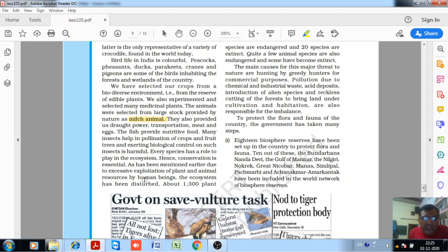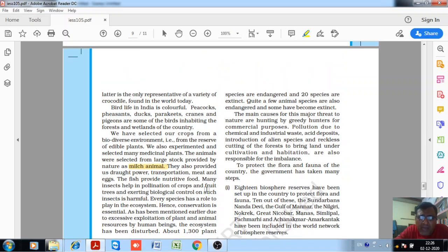So we have to conserve all the species of plants as well as animals, because they are important for the ecosystem, for livelihood of the human beings, no doubt, but for the survival of the ecosystem they are important. They have their different and unique role to play. So about 1300 plant species are endangered and 20 species are extinct. Quite a few animal species are also endangered and some have become already extinct.